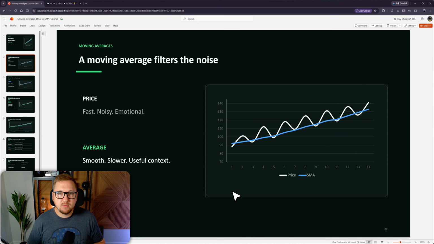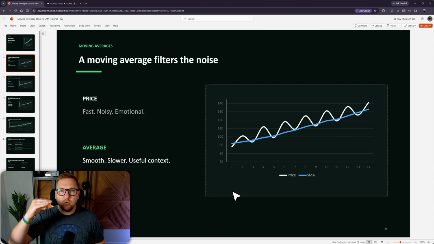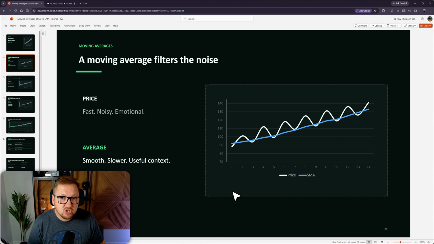What a moving average is supposed to do is take all that noise and bottle it up into a simple line that shows you the overall direction of the stock, because moving averages should really be used to understand the direction of stock price overall and the momentum behind it. So that's first and foremost. Price is very fast, noisy, and emotional, but averages are smoother, slower, and give useful context to show us the overall trend. As you can see in this chart, this is price action, the white line, and the blue line is that consistent moving average, showing you a smooth average over time.